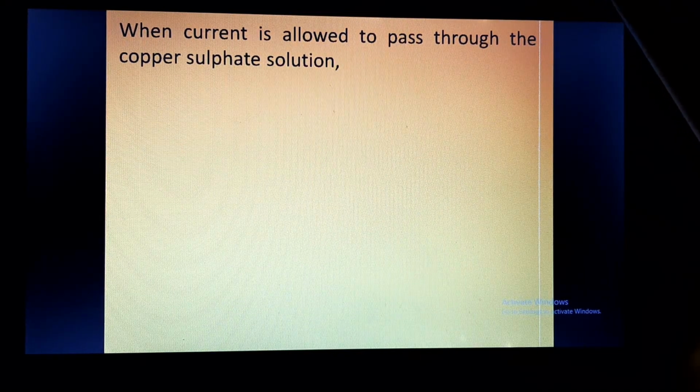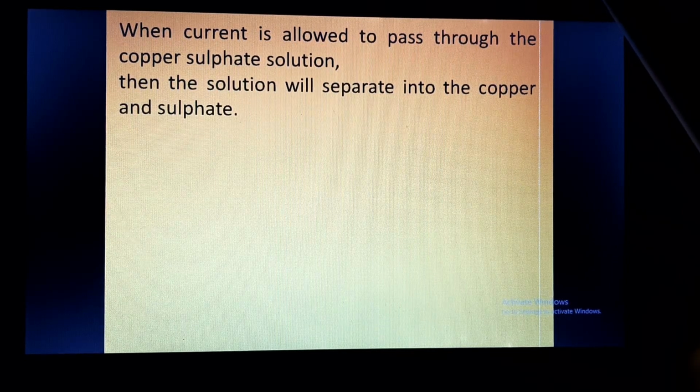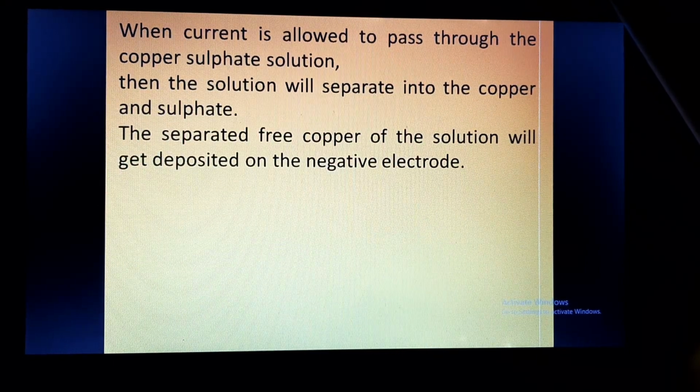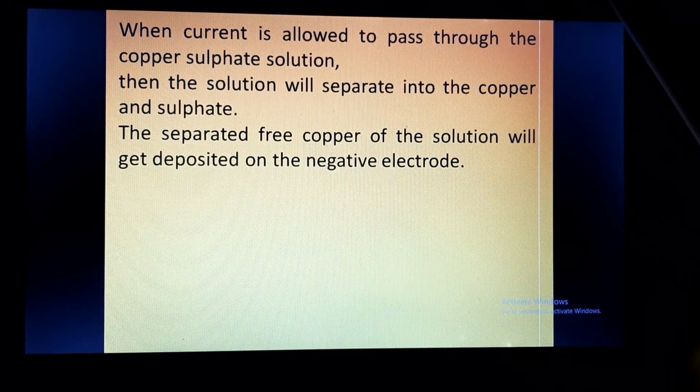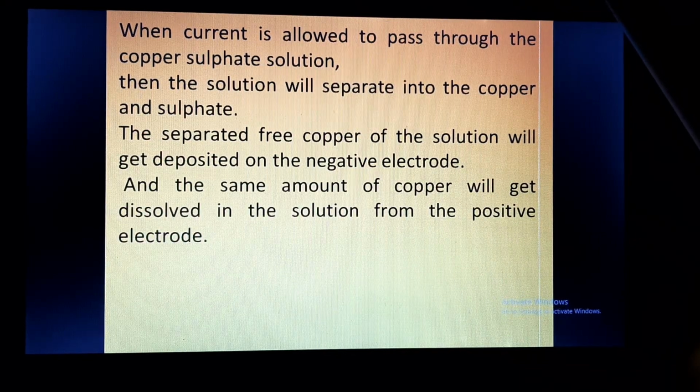When current is allowed to pass through the copper sulfate solution, what will happen? The solution will separate into copper and sulfate. The electrolytic solution having copper sulfate will dissociate into copper ions, which are positively charged, and sulfate ions, which are negatively charged. Now the copper ions are positively charged, so where will they go? They will go to the negative electrode, which is the cathode, and they will get deposited there.